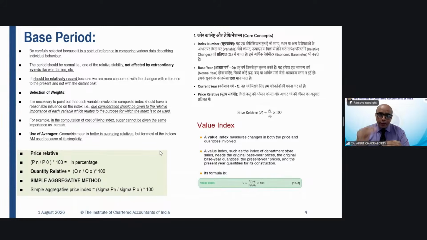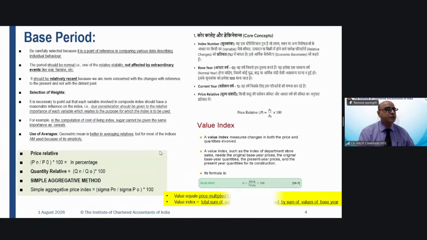So we are comparing the price of today multiplied by the quantity consumed today, divided by the price in the base period multiplied by the quantity again in the base period. So what was the value in the base year, and what is the value as of today? As simple as that. So this is the value index. Therefore, please remember, for the value index, in the numerator we have both the price and the quantity of the current year, and in the denominator, definitely we have the price and the quantity of the base year.